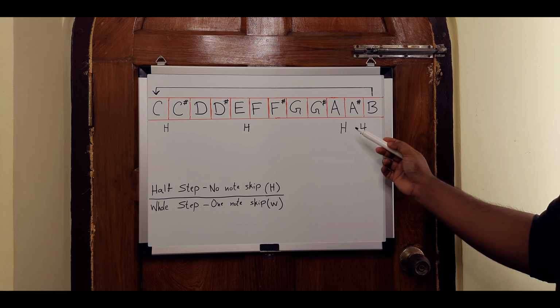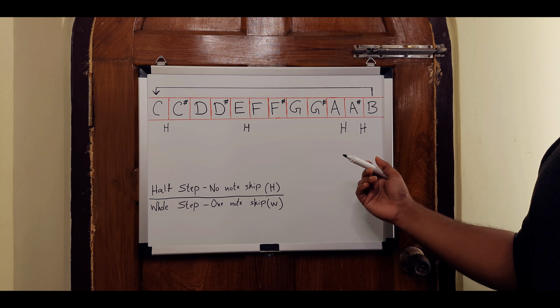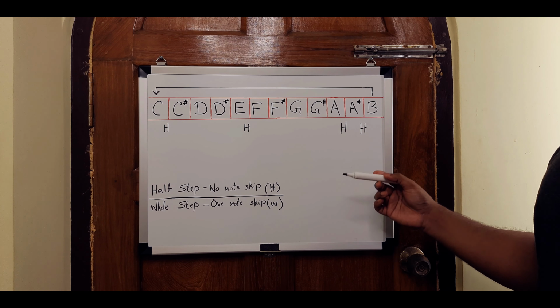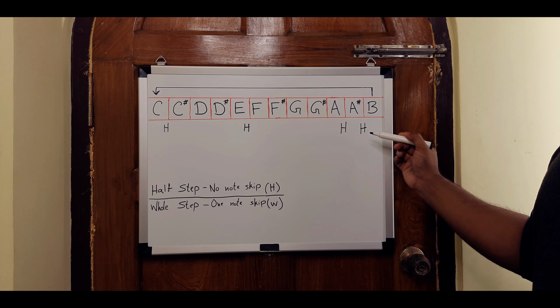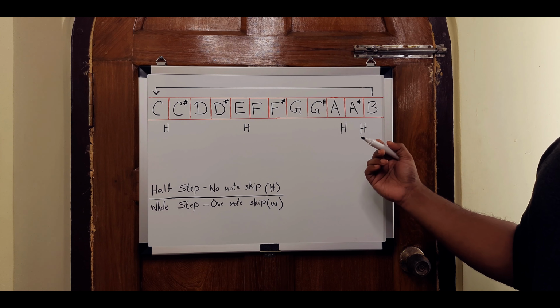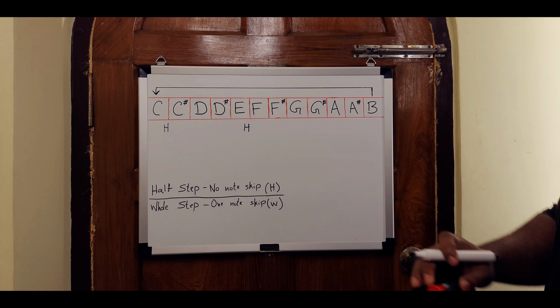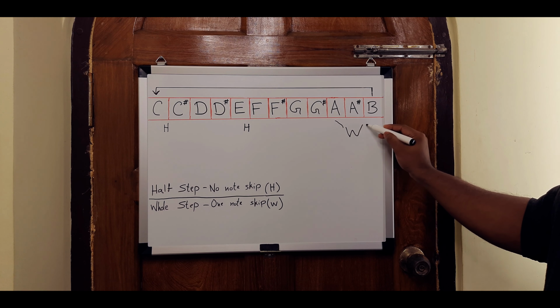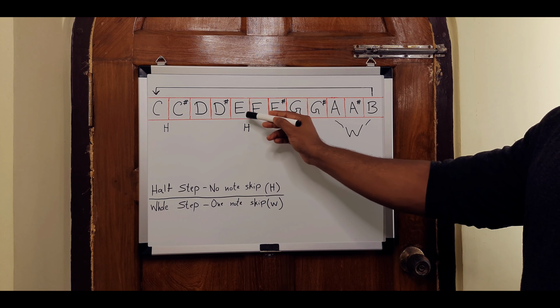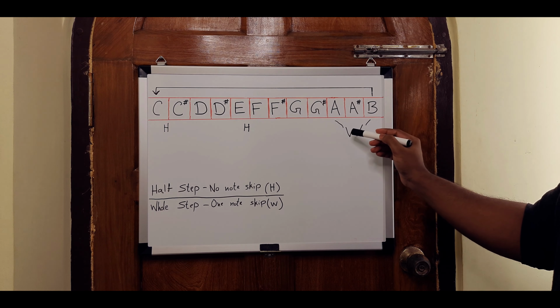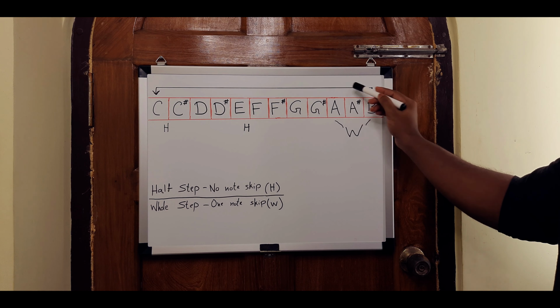Now two half steps make up one whole step. So if someone asks you what's the gap between A and B, instead of saying two half steps, you can say it's one whole step. Watch the pattern. In a half step, we are not skipping any notes in between. In a whole step, we are skipping one note in between.